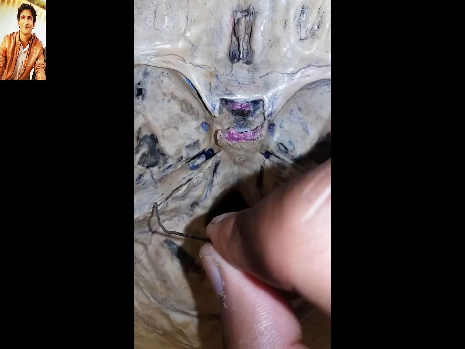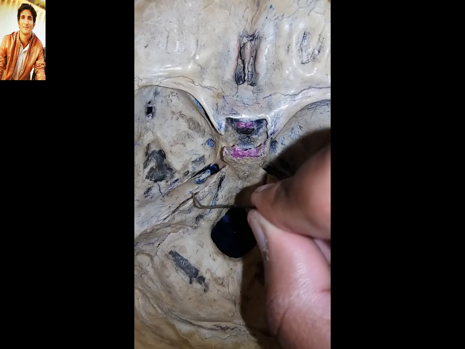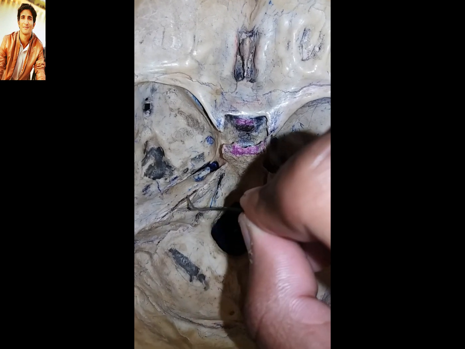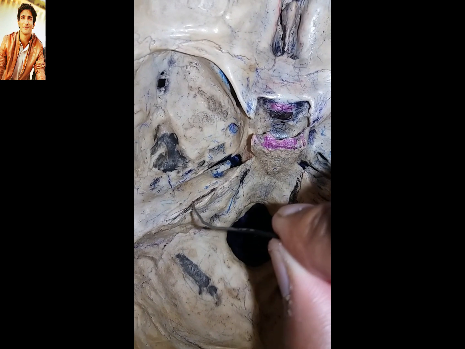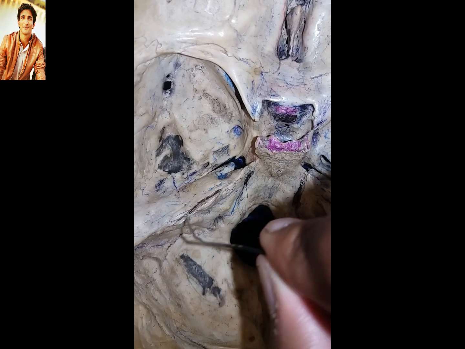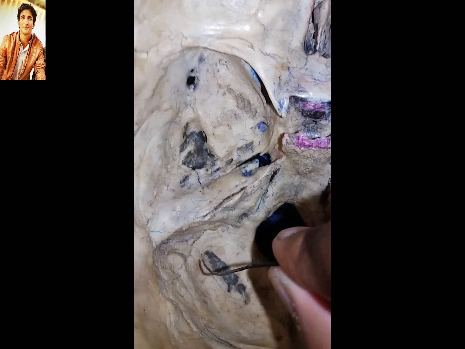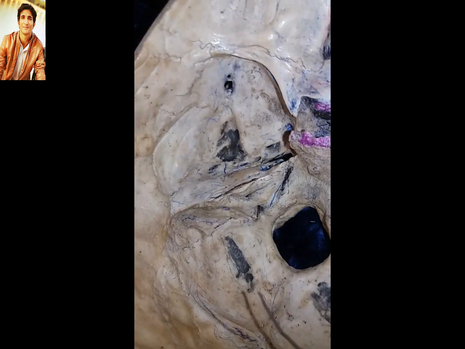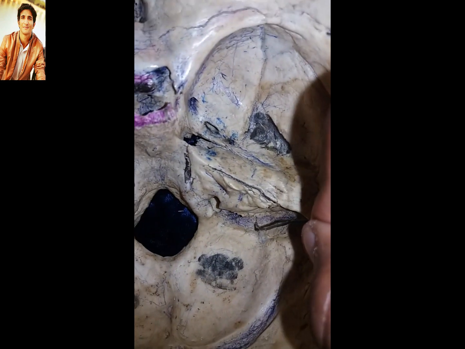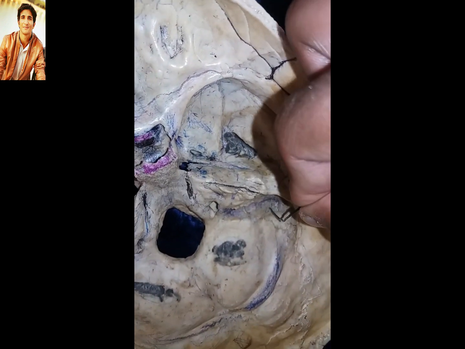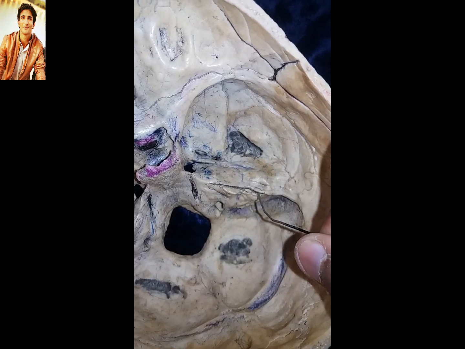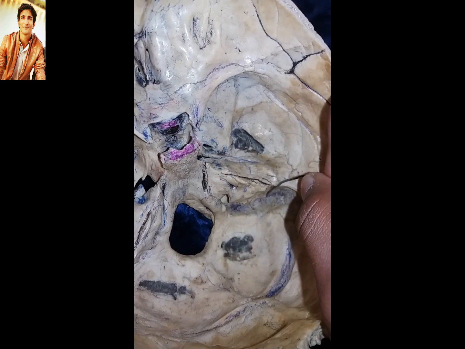The superior petrosal sinus runs backward along the upper border of the petrous bone in a narrow groove and drains into the sigmoid sinus. Here it is not clear, but on this side the sigmoid sinus is very clear. Later I will discuss this sigmoid sinus.